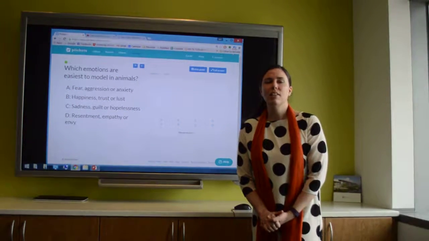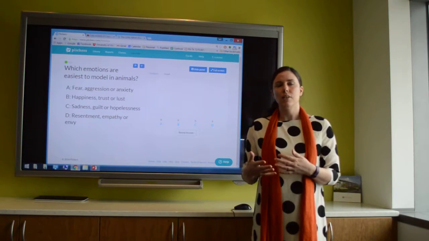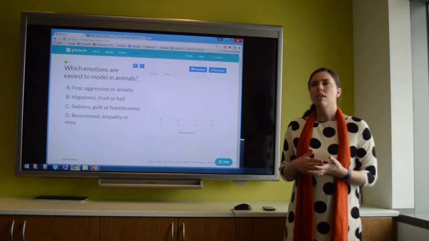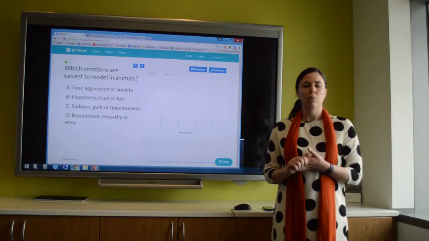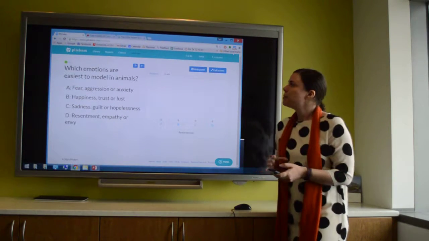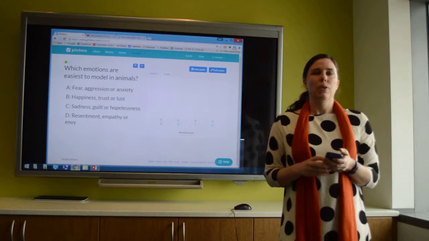Alright, so we've just had a look at how anxiety disorders manifest in humans and how they're diagnosed. So let's move to looking at the neural basis of anxiety as well as how it's studied in the laboratory. So here are our introductory questions on this topic. The first one is, what emotions are easiest to model in animals?